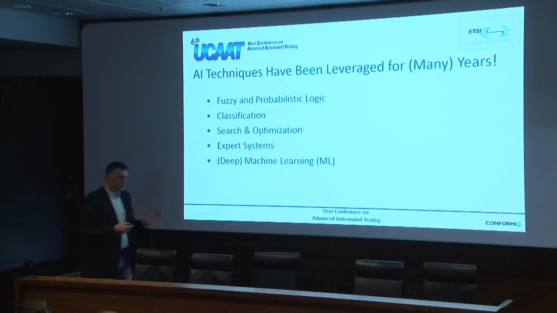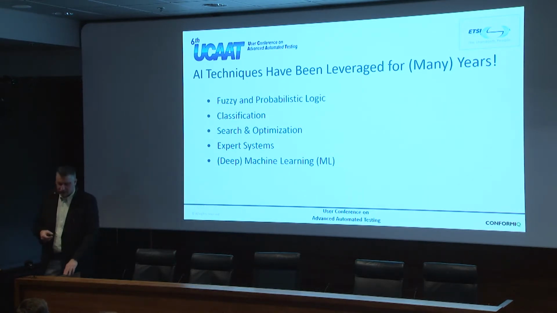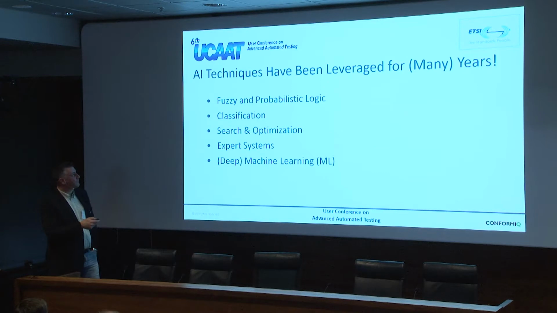But the first thing is to go back to textbooks, right? So artificial intelligence is not something that was invented 5 years ago, but actually it has been a course since the 70s in many graduate programs. I would bet that a lot of people in this room have taken such a course and maybe even still have their textbook like me, right? So these are kind of classic definitions of what AI actually is as a discipline, right? So it is, for example, about fuzzy and probabilistic logic, classification techniques, search and optimization, expert systems, and then, of course, deep machine learning, right?